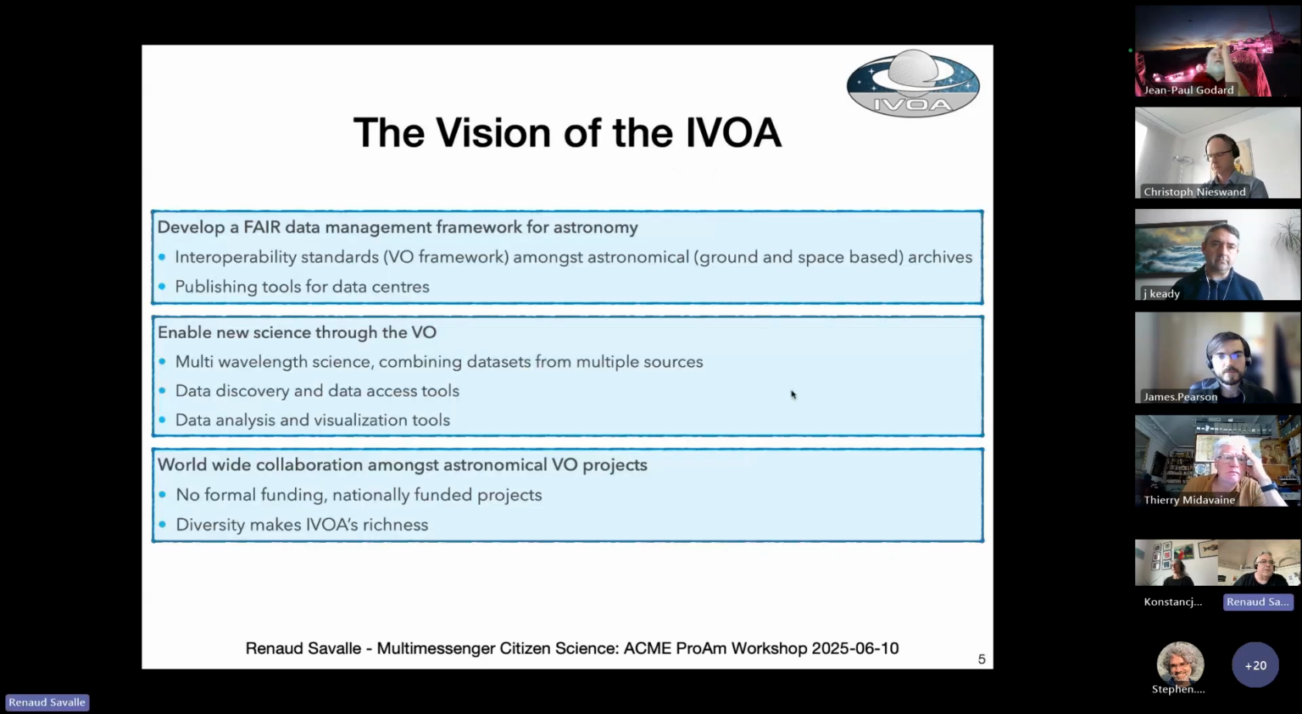The vision of the IVOA is threefold. So first, develop a FAIR data management framework for astronomy using our standards and publishing tools for data centers. Also, we want to enable new science through the virtual observatory. This is going to be multi-wavelength science, typically, to combine datasets from multiple sources. But also, we need to be making discovery tools and to make new research. We also work on data analysis and visualization tools like Aladin.